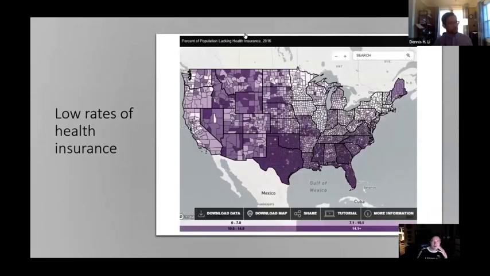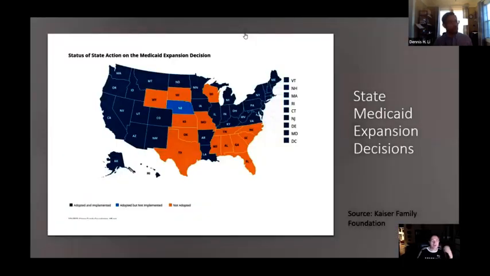The South also has lower rates of health insurance. And you can see that the more darkly shaded areas are areas where more than 14% of the population do not have health insurance. And there's just a stark difference between the Northeast, the Midwest, and the West on the one hand, and the South is the area where some states like Texas, nearly every county has more than 14% uninsured. And this largely has to do with state Medicaid expansion decisions.